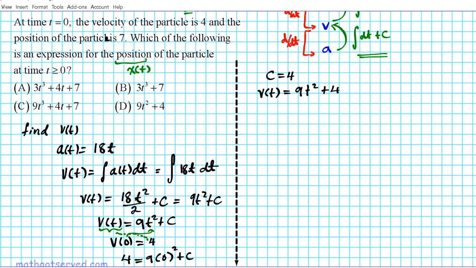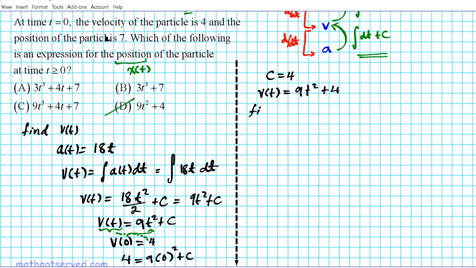Is that the answer? No, that's a distractor. That's not the answer. The problem says to find the position. All right, we're just halfway there. We need to integrate again to find the position. This is just the velocity. So we're going to repeat the same steps again.